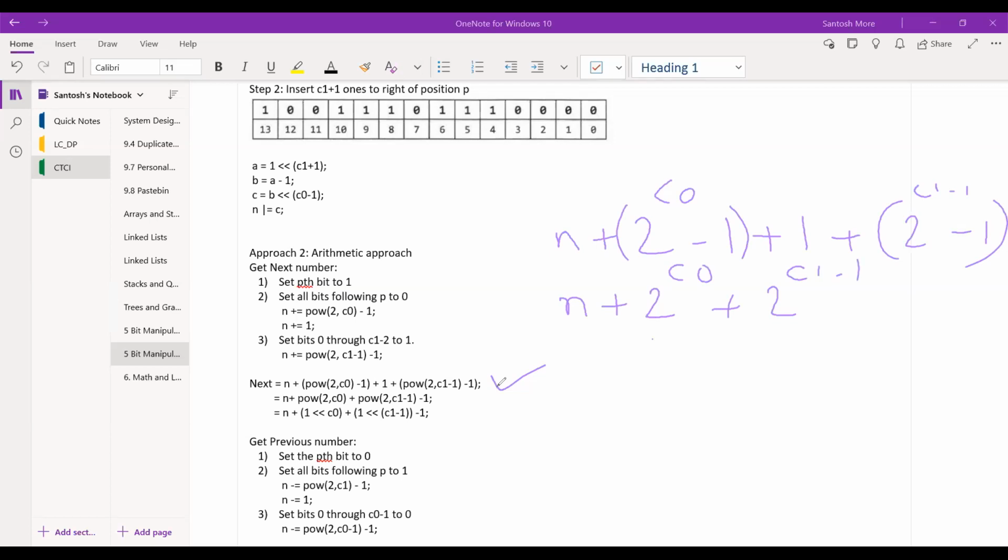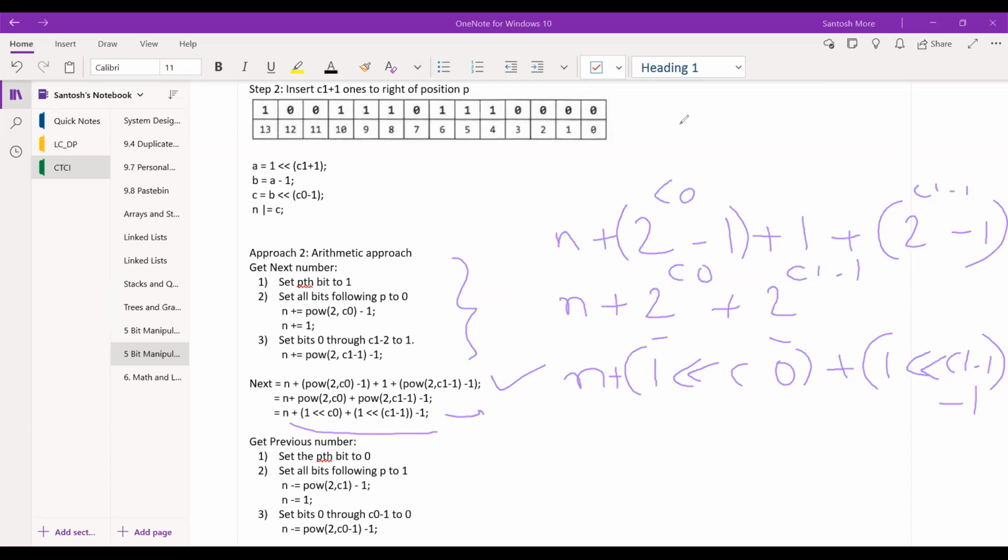And then we can just do a left shift. So we can say n plus 1, which is the original number, and we shift it left by C0, and then add a left shift of 1 by C1 minus 1, and then subtract 1 from all of this. So this is the formula, and if you use this, we don't have to do all these complex things as well as the bit manipulation. So this becomes a very simple formula.